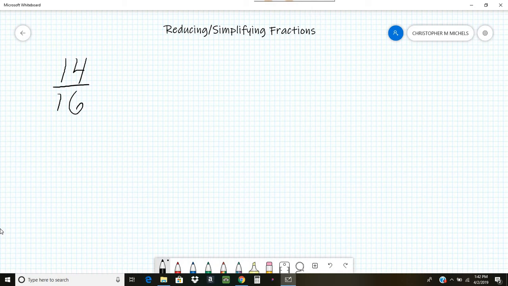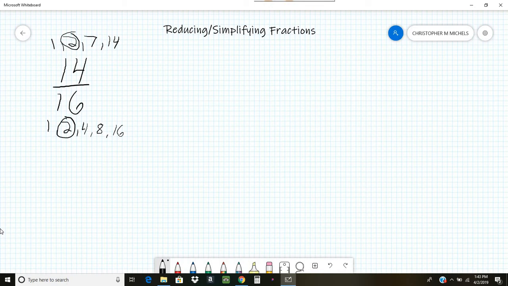So you think, okay, what goes into 14? Well, let's see. Let me write it up here. Let's see. 1 goes into 14, 2, 7, and 14 itself. So then we go down to 16. We think, okay, what goes into 16? 1, 2, what else goes in? 4, 8, and 16. So when we're trying to reduce, we're trying to find the highest number that goes into both of these. Well, with this first example, you can kind of see, well, they only have 1 number that goes into both of them. In that case, it's 2.